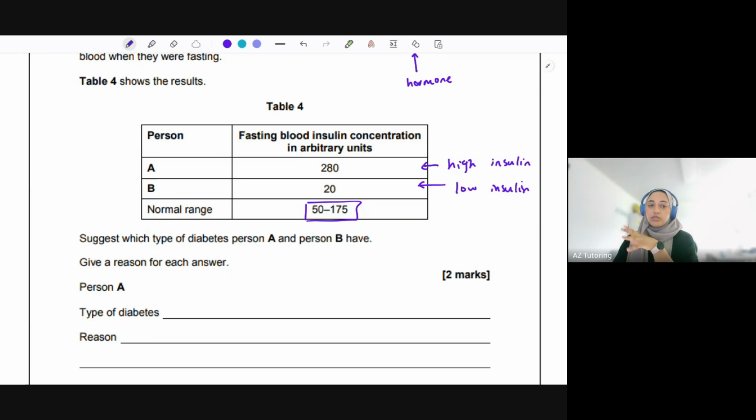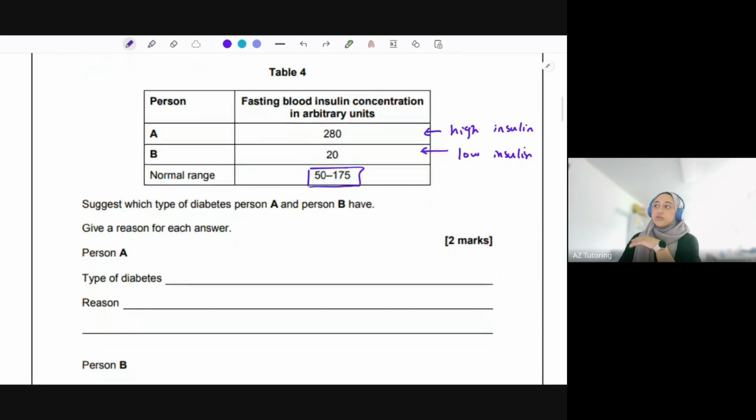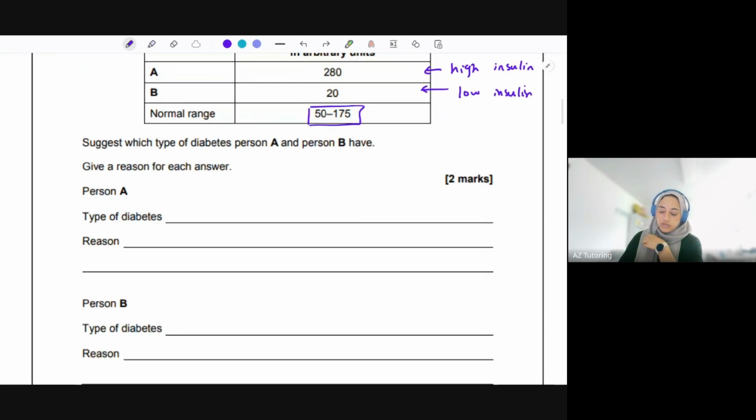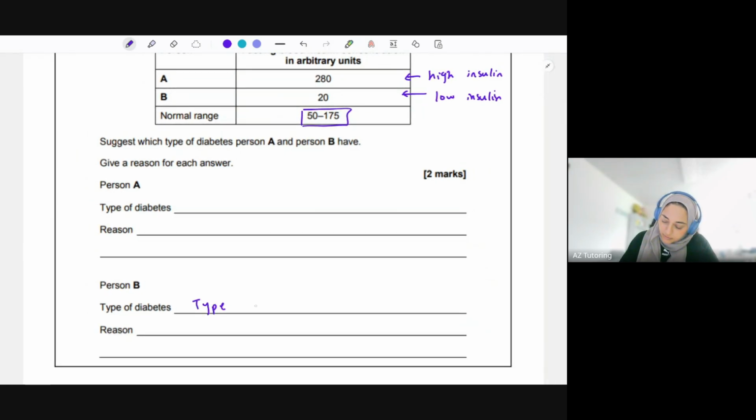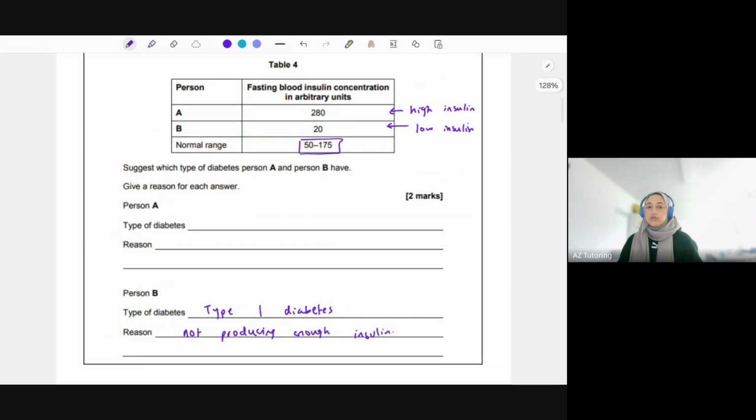So we can see they're both abnormal. This is too high and this is too low. Remember, type 1 diabetes is where your body is not producing enough insulin or any insulin. So looking at this, we can say person B is type 1 diabetes. And the reason why is because they're not producing enough insulin. So we say this is more of a genetic condition, type 1, that your body is just not producing enough insulin. And we can see that because they're producing 20 units.